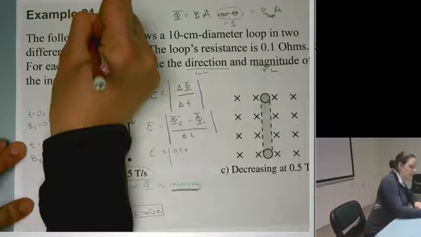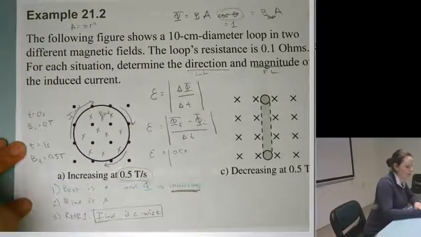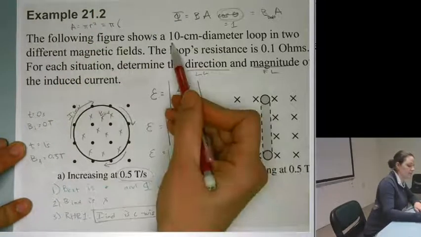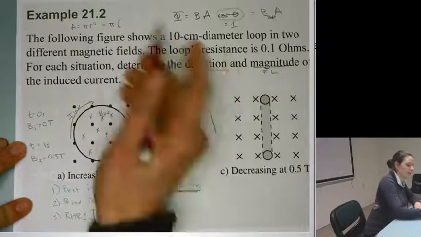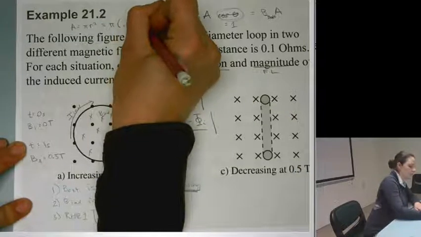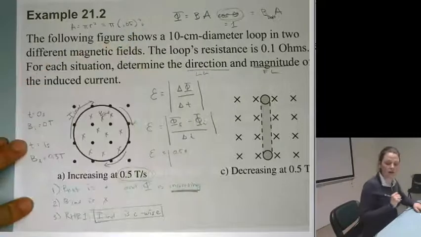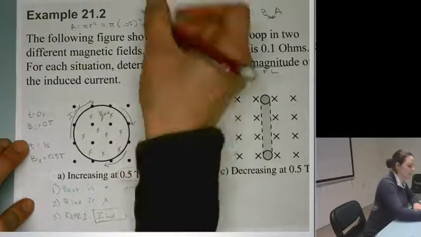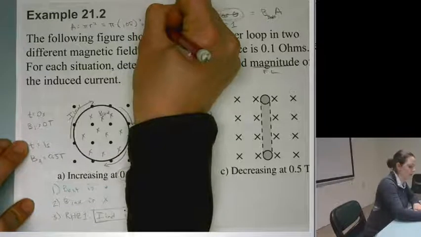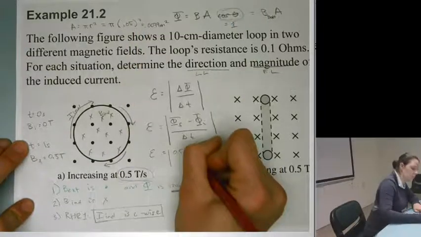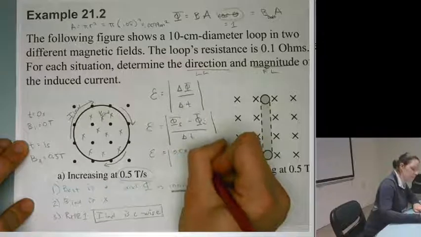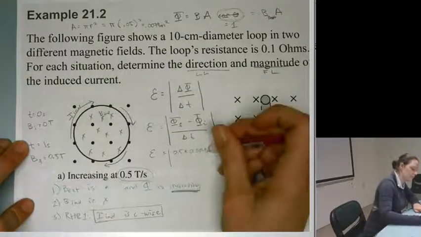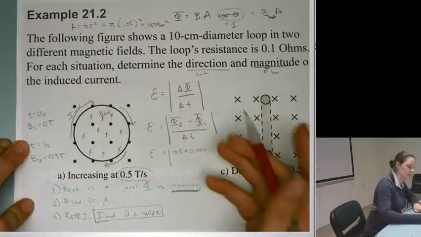The area of a circle is pi r squared, so that'll be pi times the radius, which would be 5 centimeters. We did this exact calculation in the last question. This was 0.0079 meters squared. So we'll do 0.5 times 0.0079. I'm going to ignore the units so I don't run out of space.